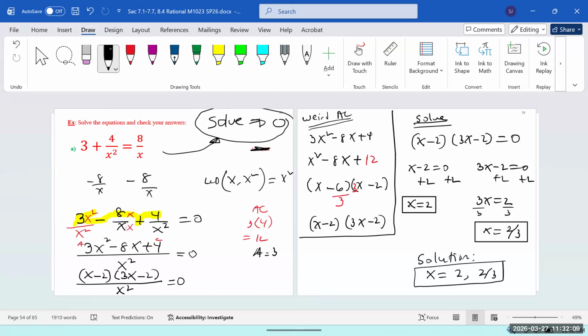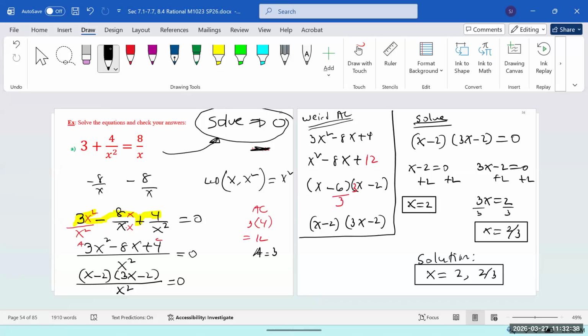No, that's why it's weird. We don't need to do grouping. In the weird AC method, instead of grouping, we use direct factoring, but we call it AC. We call it weird because once you factor directly, you need to divide one factor by your a and multiply the other by a. This is something weird. That is called weird.